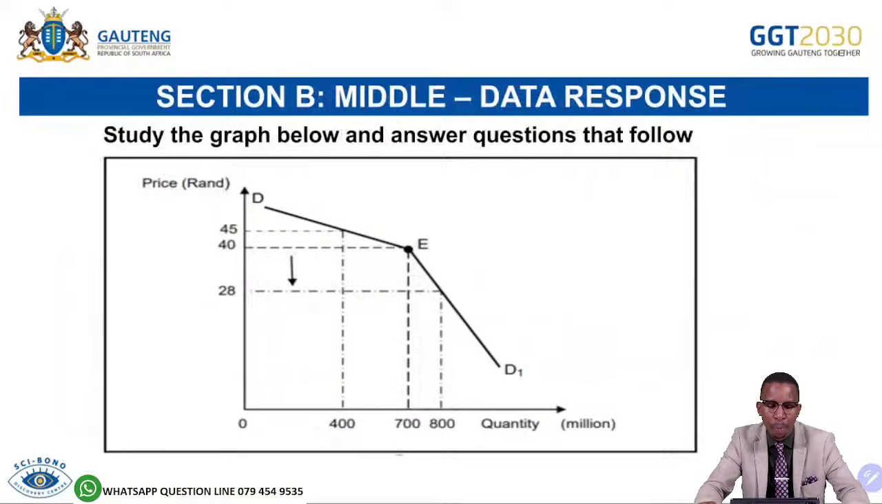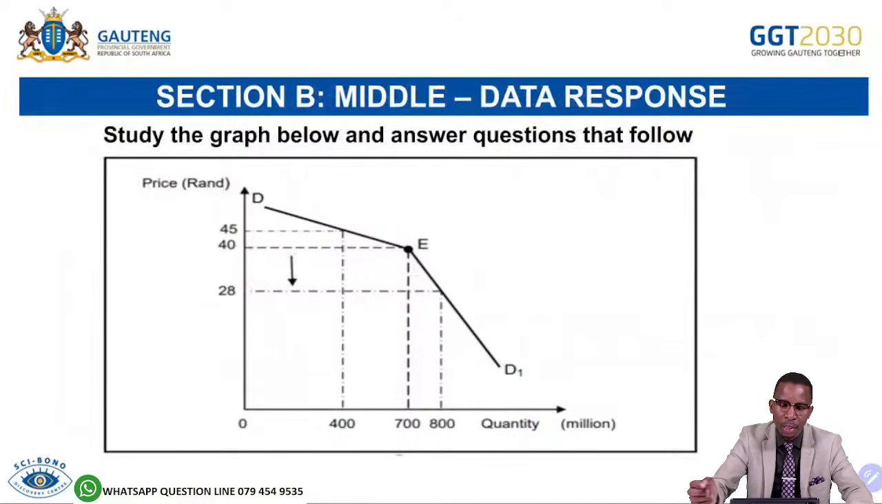Then we move to the oligopoly. Study the graph below and answer the questions that follow. So here we talk about the oligopolist with the kinked demand curve. So this is the demand curve, the top segment and the bottom segment. So E is known as a market price or collusive price.